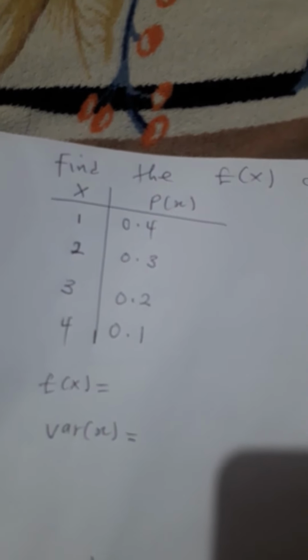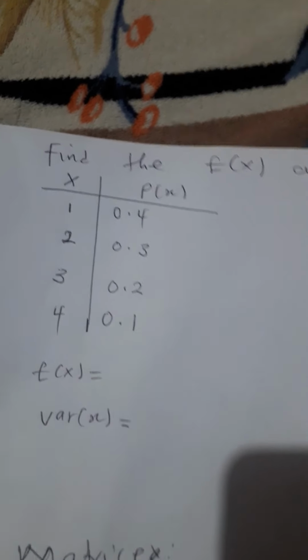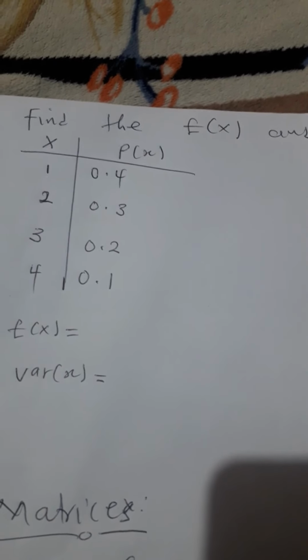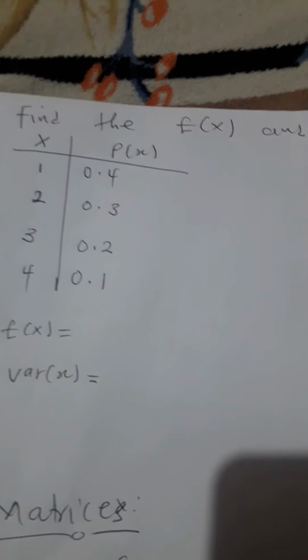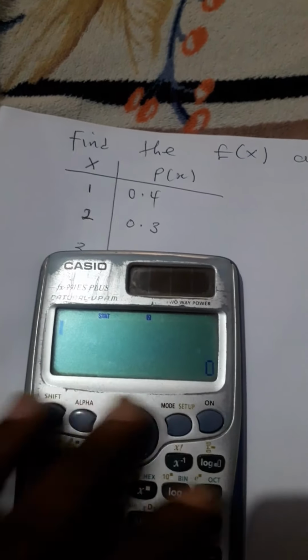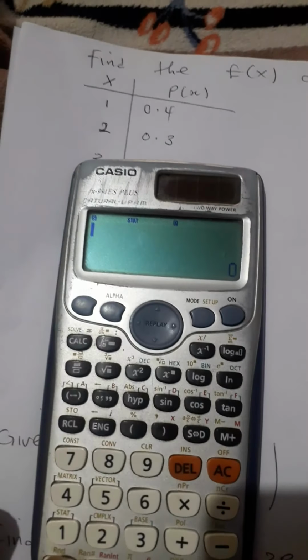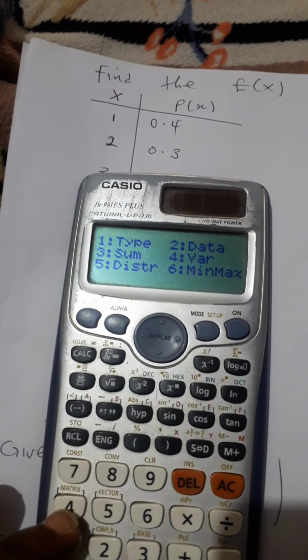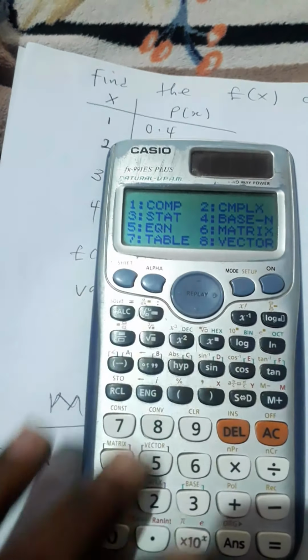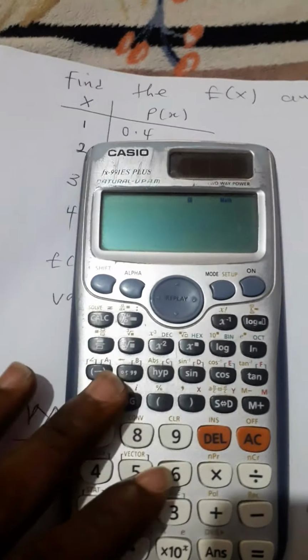Alright, so if you are to find the expectation of a probability distribution, the expectation is the same as the mean of that probability distribution. And so in this, like we did for the statistics, let's say we are in the normal mode. Mode, then you press 1. This is the normal mode.